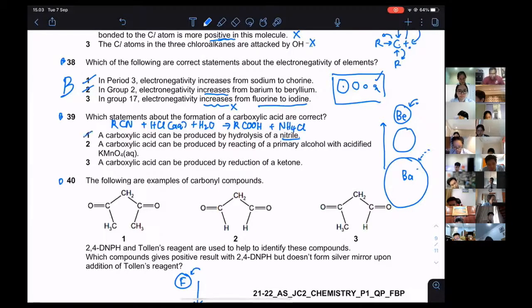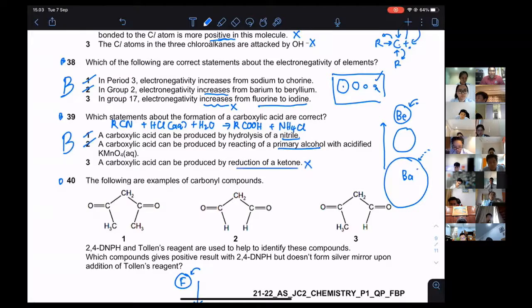A carboxylic acid can be produced by reacting primary alcohol with acidified potassium manganate. It means you're oxidizing it. Primary alcohol, if you oxidize, you get aldehyde. Further oxidation, you will get carboxylic acid. So correct. A carboxylic acid can be produced by reduction of ketone. Ketone, you will get secondary alcohol only, so this is wrong. So the answer is 1 and 2.